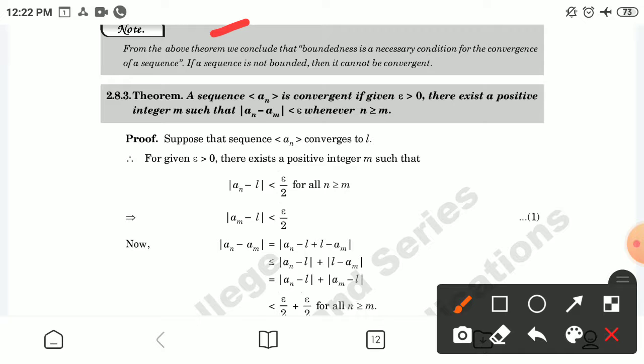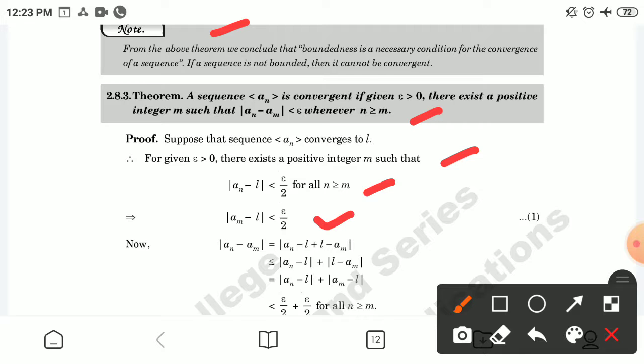Now, the next result. A sequence an is convergent if, given epsilon greater than 0, there exists a positive integer m such that |an − am| is less than epsilon whenever n is greater than or equal to m. Suppose that the sequence an converges to L. Therefore, for given epsilon greater than 0, there exists a positive integer m such that |an − L| is less than epsilon by 2 for all n greater than or equal to m. This implies that |am − L| is also less than epsilon by 2, marking this as number 1.